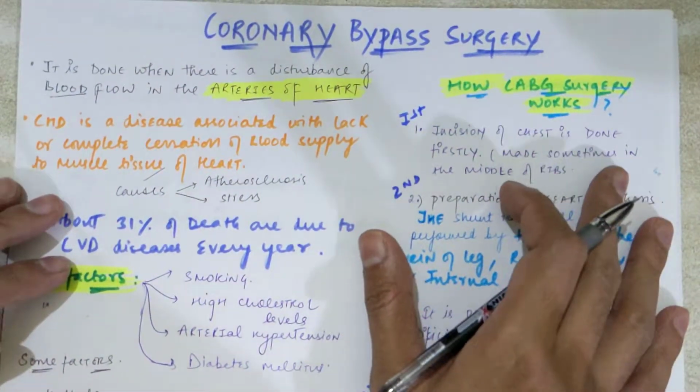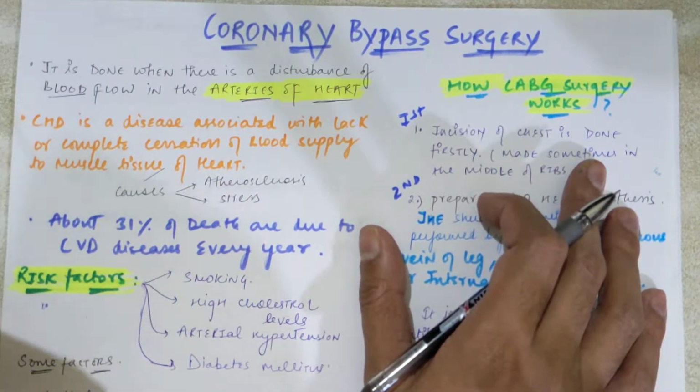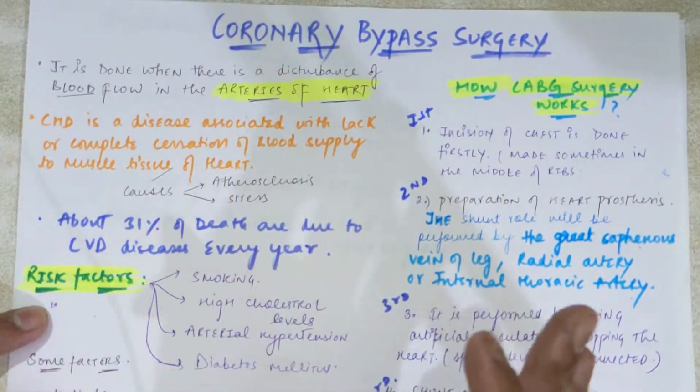This surgery is actually performed in severe cases when there is any type of disturbance in the blood flow in the arteries of the heart, that is the coronary arteries. These coronary arteries are the arteries of the heart. So in that case, we perform this coronary bypass surgery.